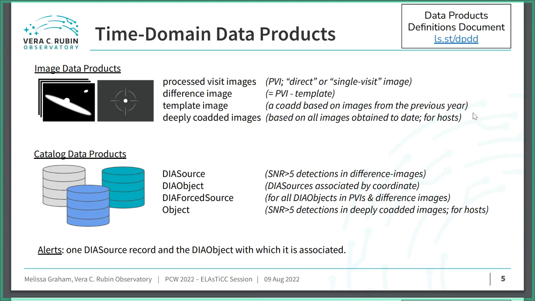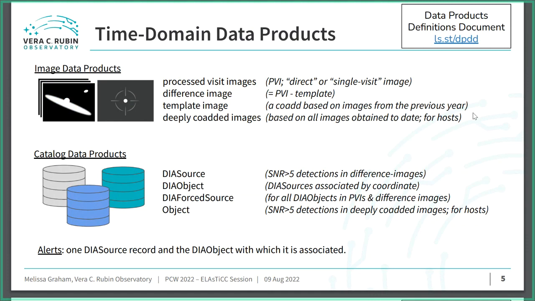Then we have the difference images that we just talked about, the template images, and the deeply co-added images. So the first three are sort of obvious how they relate to time domain data products. But I've included those deeply co-added images in this list because that's where you get the host galaxy and the populations from, so the context for your transient of interest. So those are the image data products that we would expect you to be using for transient science.